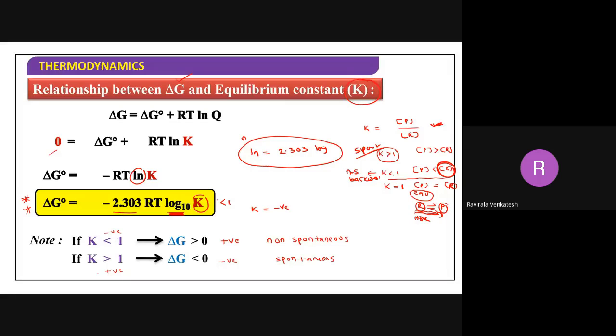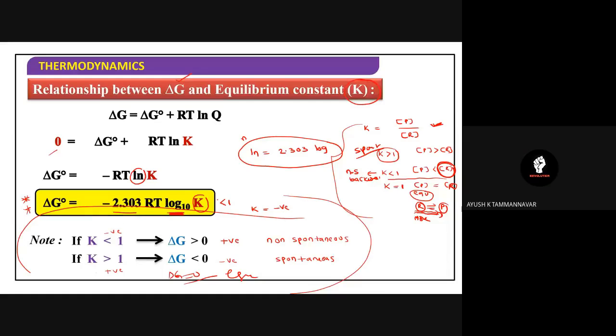So we can write, even when K is equal to 1, what do we get, beta? Delta G is equal to 0. It is in equilibrium. All these are very important for MCQ questions, 1 mark questions, objective questions. You will get this type of question, which is very simple if you know this concept. Understood? Any doubts? If you want to ask, you can ask me, beta. No doubts, sir.